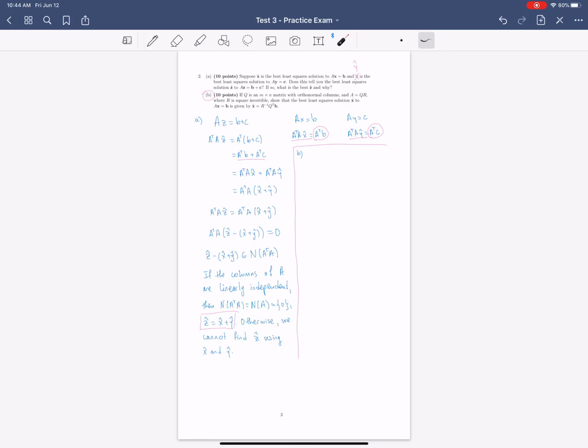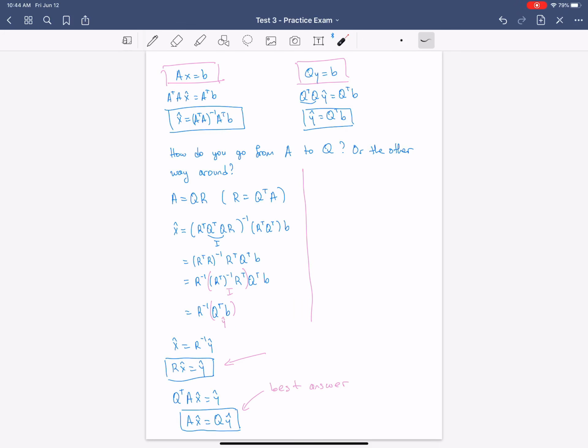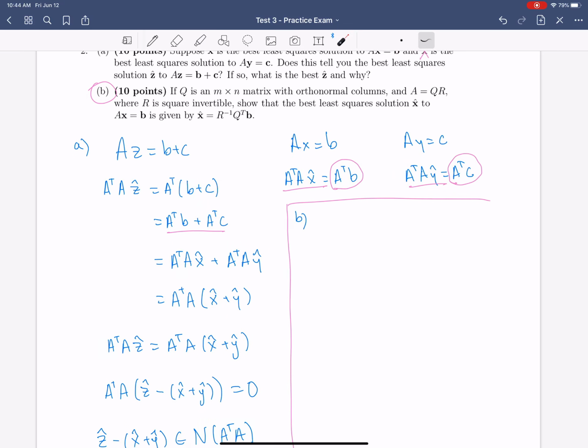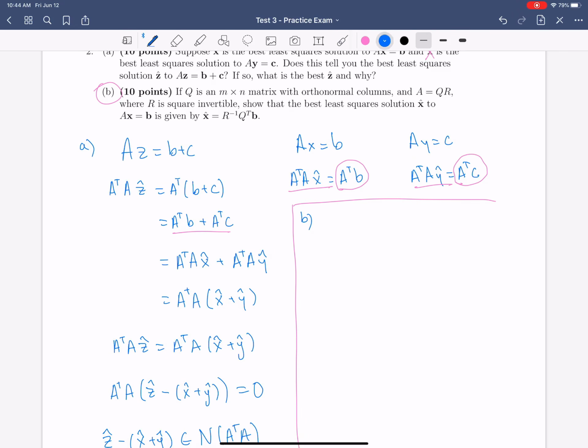Now, what is Q transpose B? Q transpose B is exactly Y hat. I guess I'll repeat the arguments. That's okay, because I think you might actually get confused if you try to figure it out on your own. Okay, so we know that A equals Q times R. R is square invertible. Well, actually, it's enough to say that it's invertible because only square matrices are invertible, so okay, that's enough.